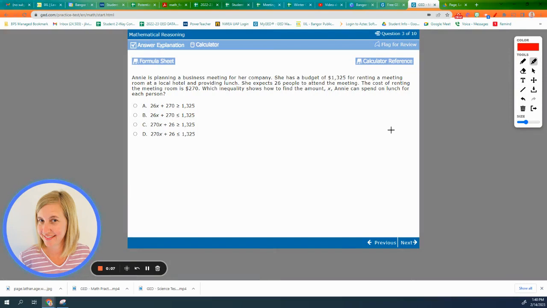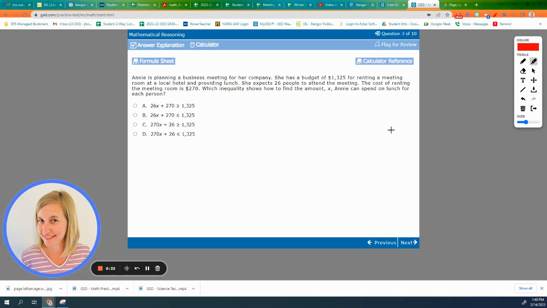And so today we're looking at question number 3. This is a word problem. Let's go ahead and read this together. Annie is planning a business meeting for her company. She has a budget of $1,325 for renting a meeting room at a local hotel and providing lunch. She expects 26 people to attend the meeting. The cost of renting the meeting room is $270. Which inequality shows how to find the amount, X, Annie can spend on lunch for each person?